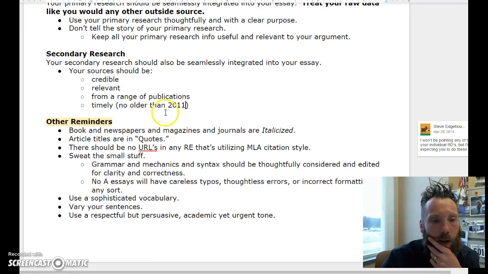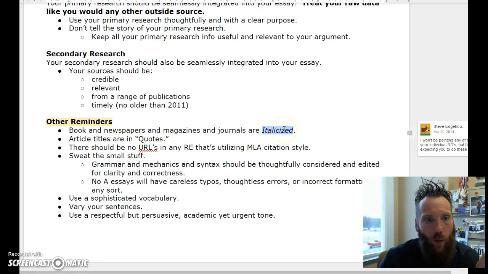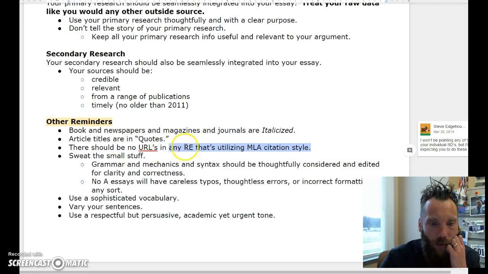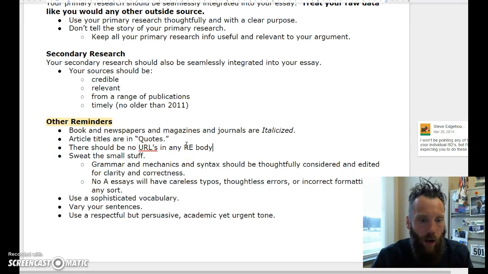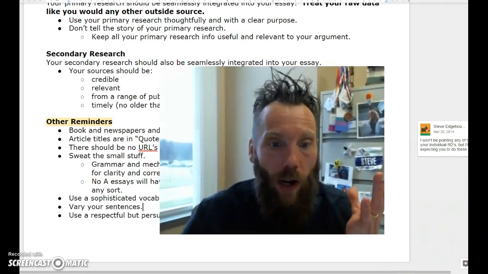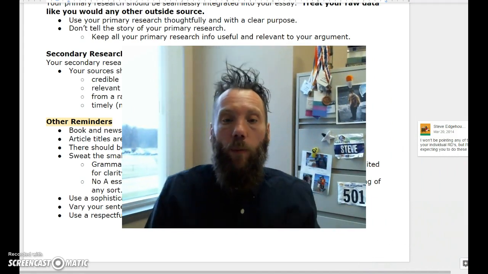2011, we'll give you 7 years. All right. And then just other little reminders: journals, magazines, newspapers, italics, titles of articles are in quotes. No URLs in any research essay body, let's say. And then just take care of the little stuff: grammar, mechanics, typos. Try to use a sophisticated vocabulary, vary your sentences. Have a respectful, persuasive, academic, yet urgent tone, and that urgency is really the important one. Something needs to be done about your argument now. Otherwise, X, Y, and Z are going to happen, and those will end up being bad.